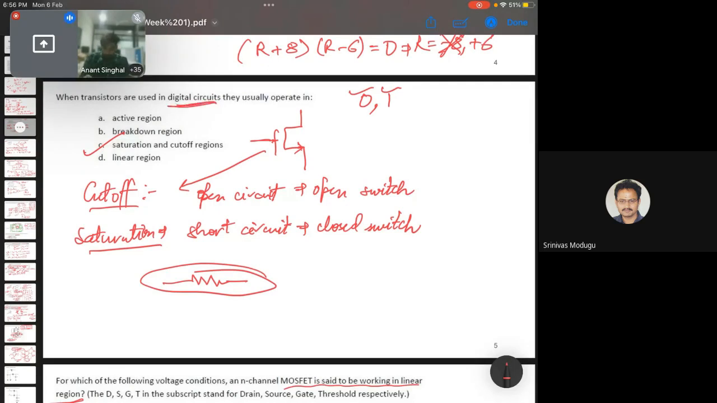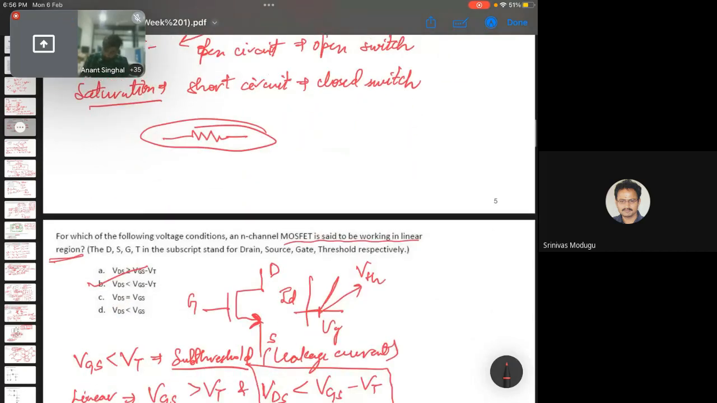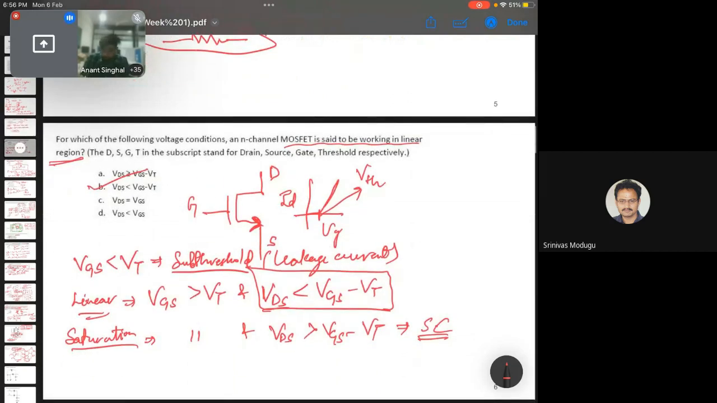We should be clear that we are dealing with digital circuits as switches, so we need them as open or closed switches. So we do it in cutoff and saturation. Then we talked about the basic condition that a MOSFET works in the linear region when the drain to source voltage is less than the difference of the gate to source voltage and the threshold voltage.